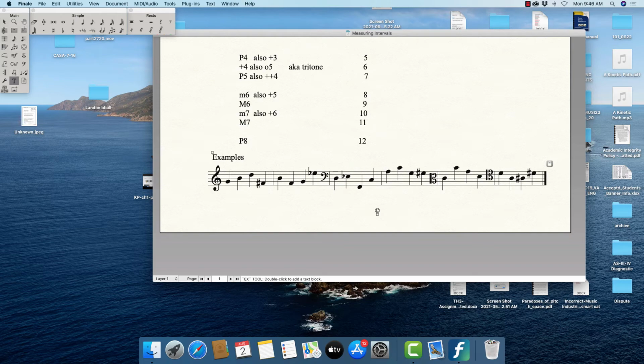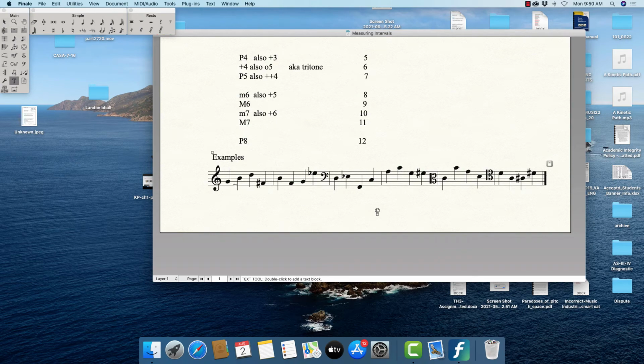Okay, so what are the intervals in this example? We have to measure each one. As we go, we'll measure from the bottom note to the top note. Okay, so here we go. This first interval is G to B, so we would count, as you can see, it's a third, right?